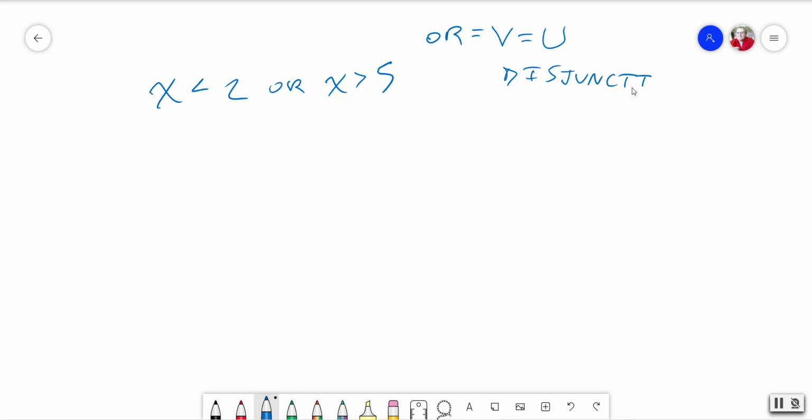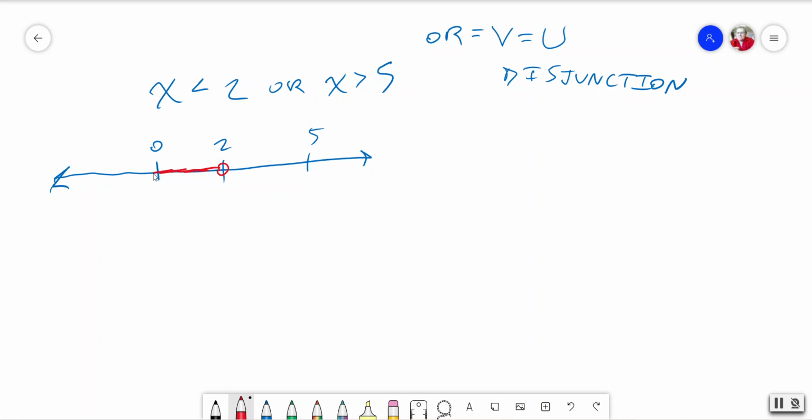See, this could not be an and. If this was and, you can't be less than 2 and greater than 5. That's not possible. You get the null set, the empty set. But or is fine. You can be less than 2, or you can be less than 5.